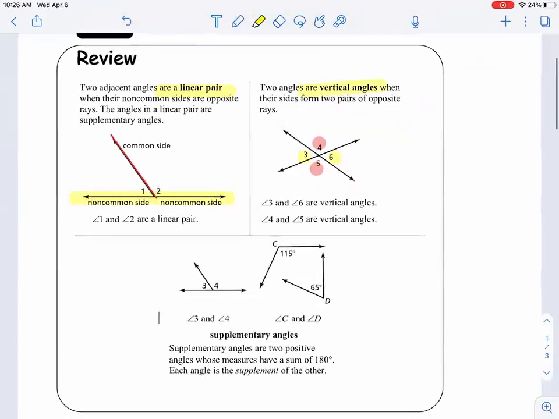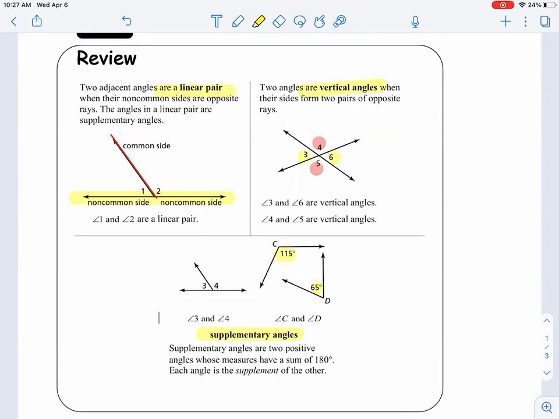And then the last was supplementary. Remember that supplementary means that they add up to 180. Okay, so like 115 plus 65 is 180. So those are three terms that we've talked about here: what is a linear pair, what are vertical angles, what are supplementary angles.